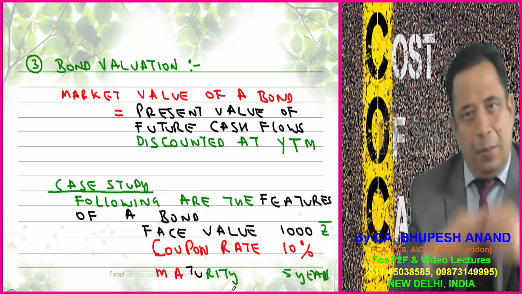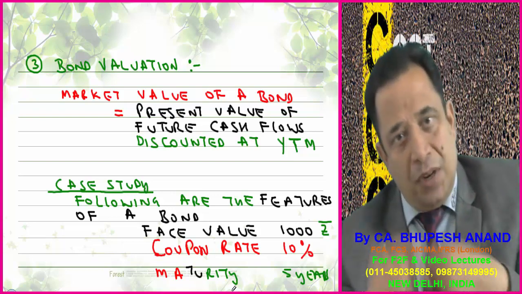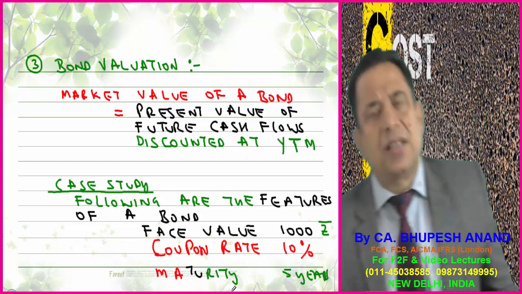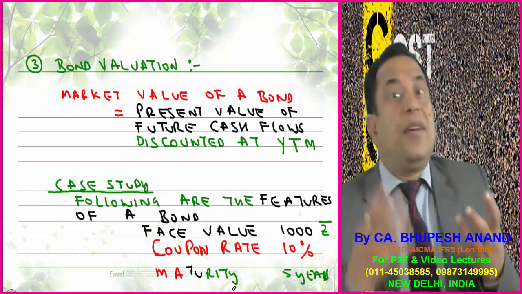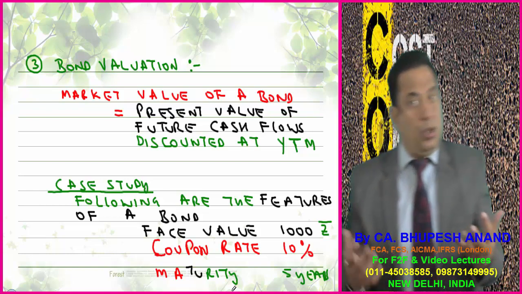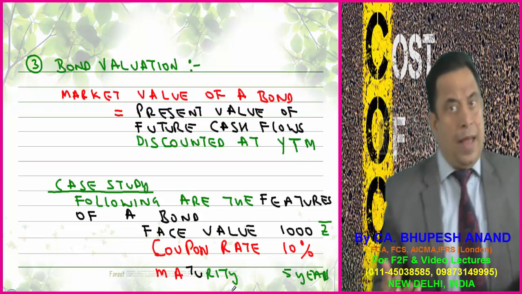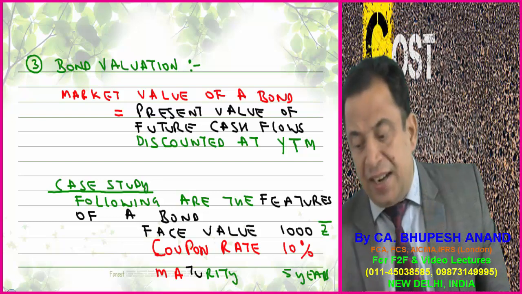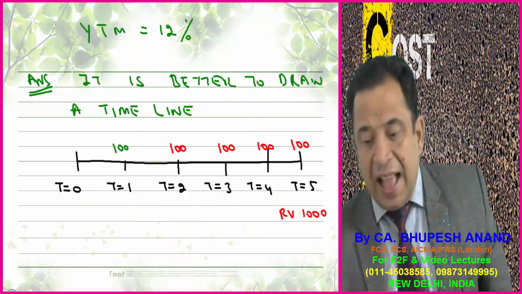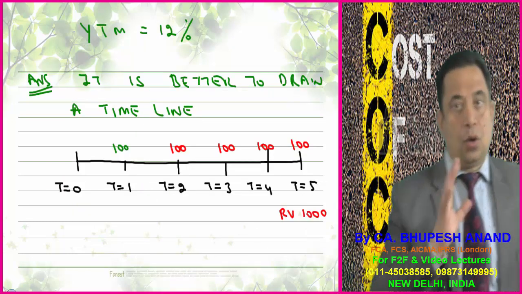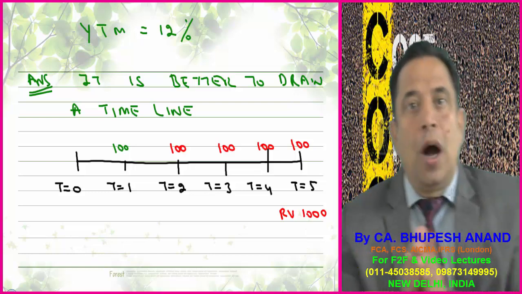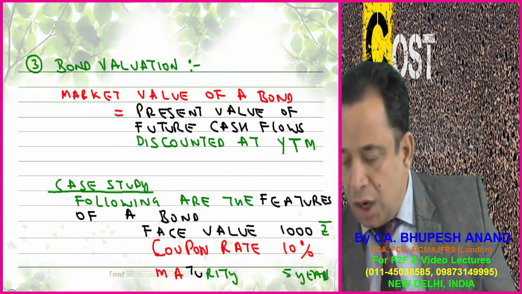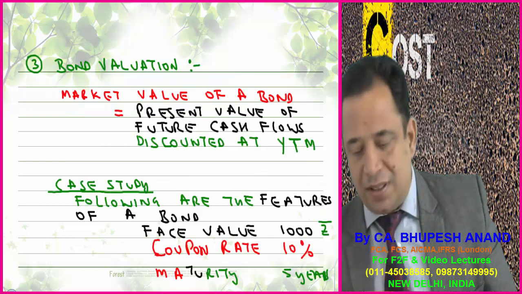So let me please write down the case study I have prepared for you. Following are the features I have given you for a bond. The face value of a bond, if it is not given, we generally take as $1,000 or 1,000 rupees. The coupon rate, which is paid on the face value, is 10%. That is the interest rate, maturity is 5 years, and YTM is 12%. So I want to explain how cost of debt is 12%, and it is not 10%.